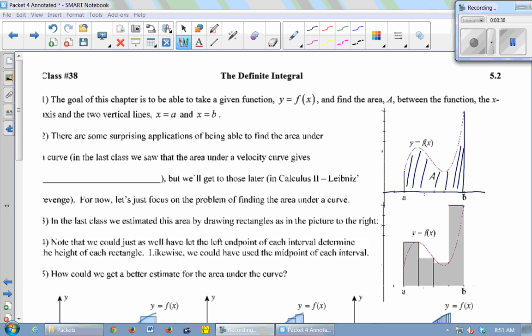Okay. So there are some surprising applications of being able to find the area under a curve. In the last class, we saw that the area under a velocity curve gives what? Displacement. Yep. Or distance, depending on how you use the information. But we're going to get to those applications later in Calculus 2. For now, we're just going to focus on the problem of finding the area under a curve. Technically, how do we do it?